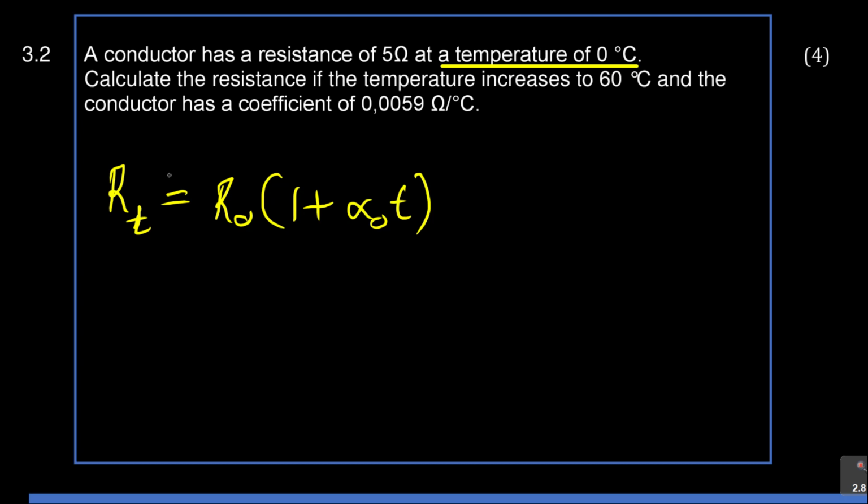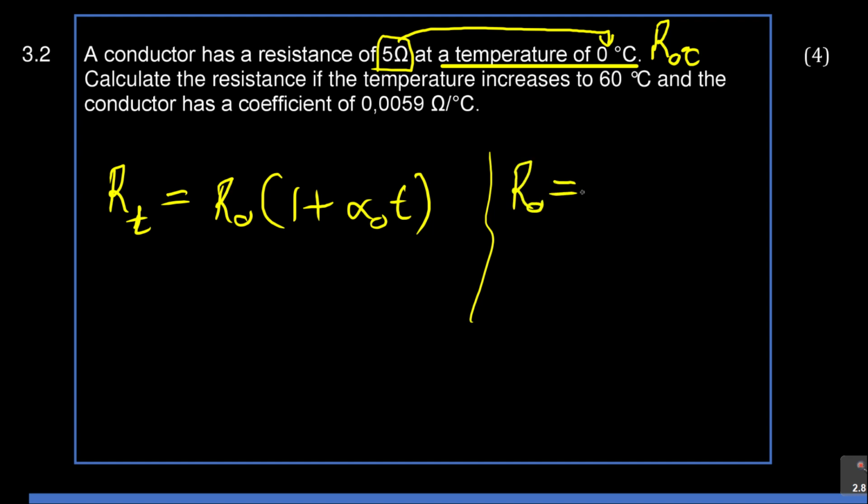Now what information are they giving us that we already have here? So the first one is a conductor has a resistance of 5 ohms at a temperature of 0. So if you see a temperature of 0, it's more like at the beginning and is linked to R0. You can actually tell yourself to say R at 0 degrees Celsius. Which means in here they gave us our R0, the resistance at temperature 0, which is 5 ohms. So far so good. Just remember that when you see 0 temperature, that is R0.